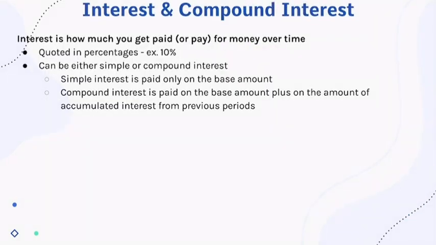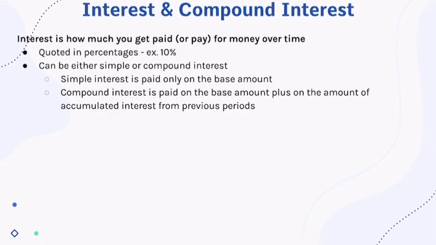Moving on to interest and compound interest. Interest is how much you get paid or pay for money over time. It is quoted in percentages. It can either be simple interest or compound interest. Simple interest is paid only on the base amount, while compound interest is paid on the base amount plus on the amount of the accumulated interest from previous periods.